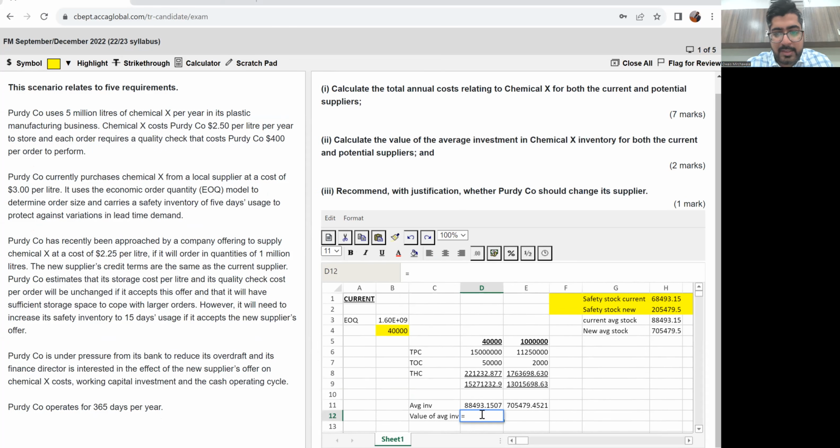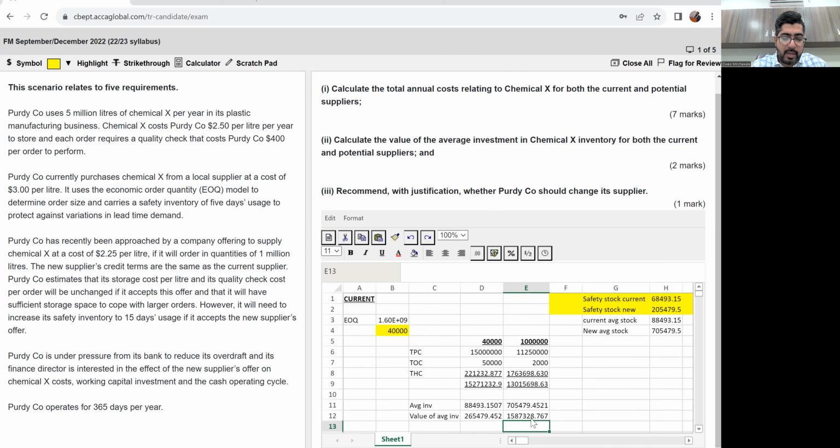For current supplier, this is the average inventory. What is the value of this average inventory? How much is the investment in this inventory? So this inventory currently would cost how much? 3 per liter. Okay, so the value of this investment would be 3 into this average inventory units. Okay, and this is the average inventory for new supplier. What is the value of this investment? How much do I have to invest? I have to invest this at 2.25 per unit because new supplier will give at 2.25 into this average inventory units. This is the answer.